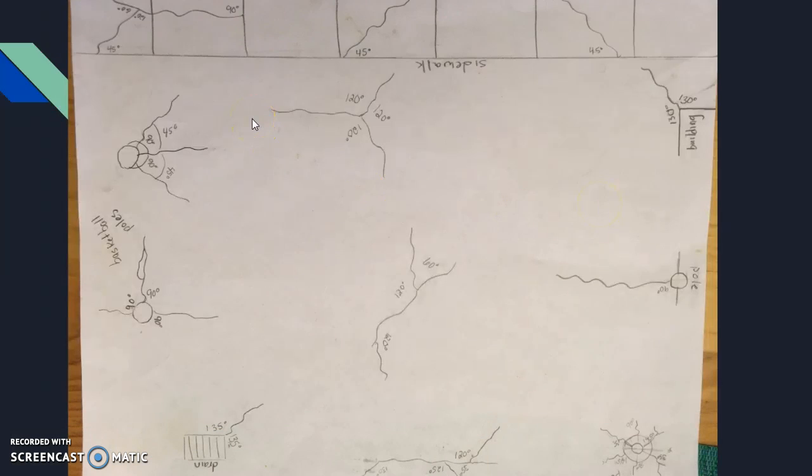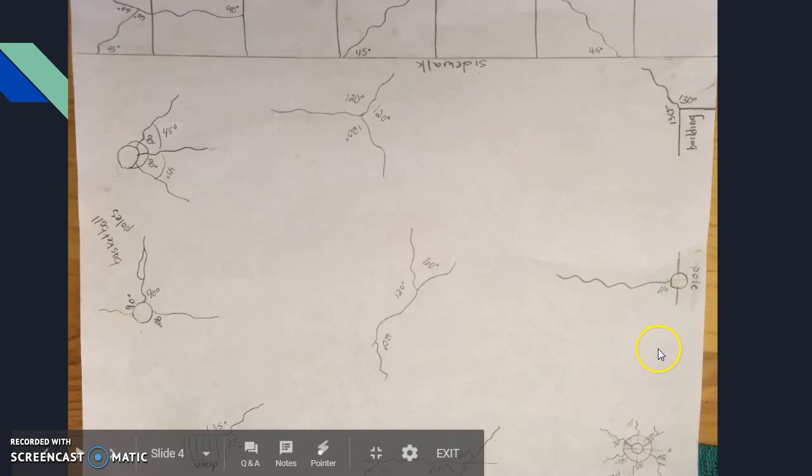Then they should use a protractor to measure the angles. The only difficulty students may have with this is poles, where to place their protractor. So for some of these, you can see I sketched an imaginary line here where the protractor would be placed to best get the angle.